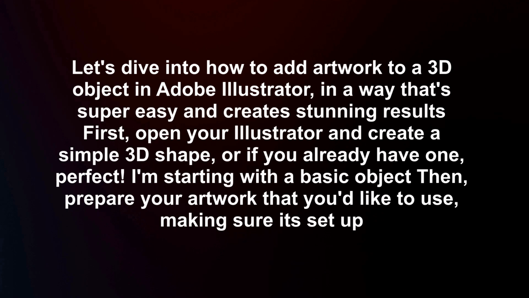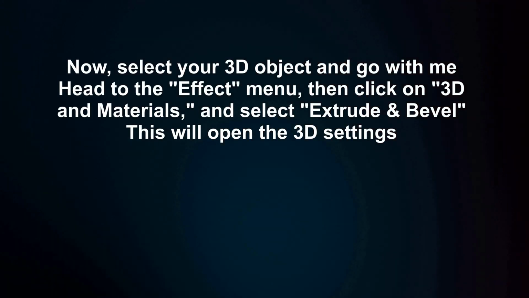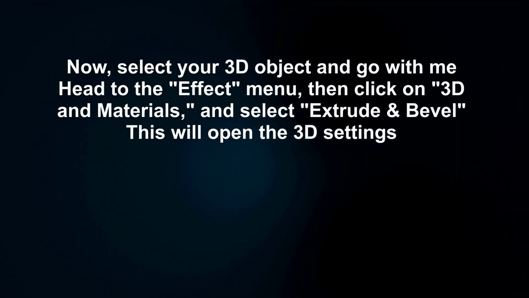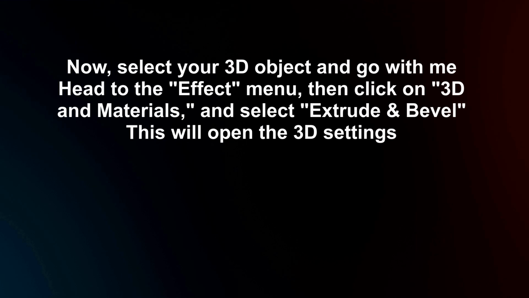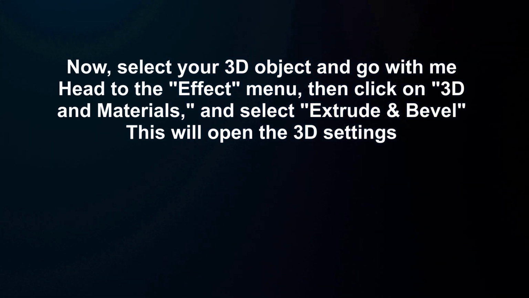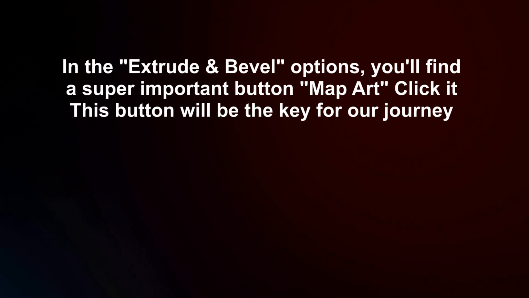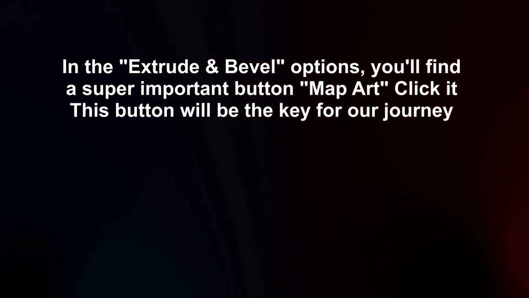Prepare your artwork that you'd like to use, making sure it's set up. Now, select your 3D object and go with me, head to the Effect menu, then click on 3D and Materials, and select Extrude and Bevel. This will open the 3D settings. In the Extrude and Bevel options, you'll find a super important button, Map Art. Click it. This button will be the key for our journey.